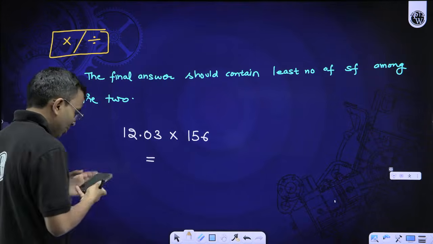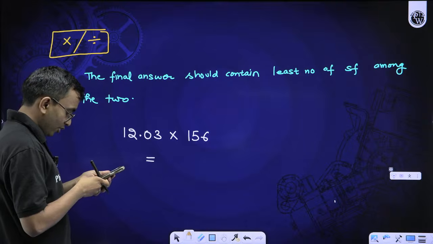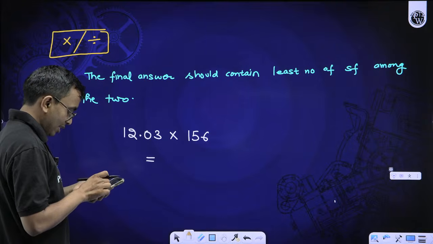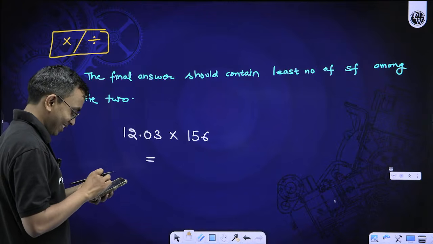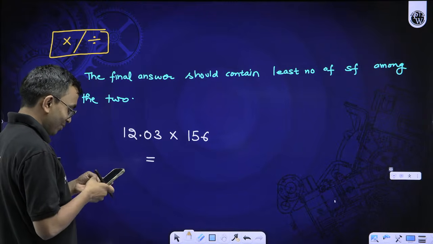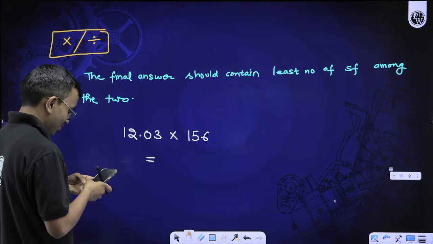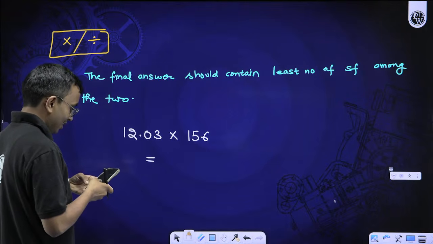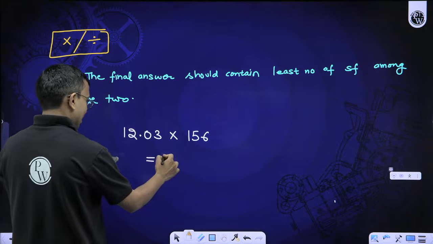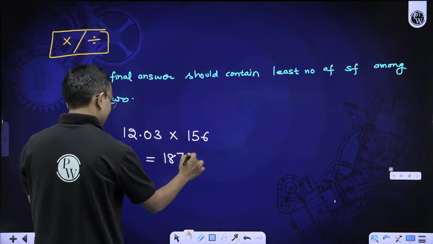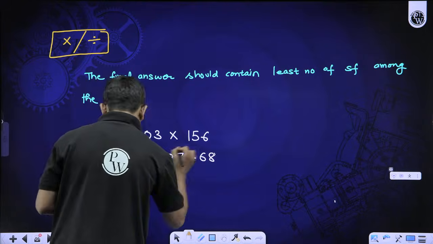So what will be the answer? Okay, so first what you have to do, you will say, okay, let us do the multiplication. Just let me use calculator. First of all, we will do multiplication. What is the answer? 12.03 into 156. So the answer comes out to be 1876.68. This is the answer.